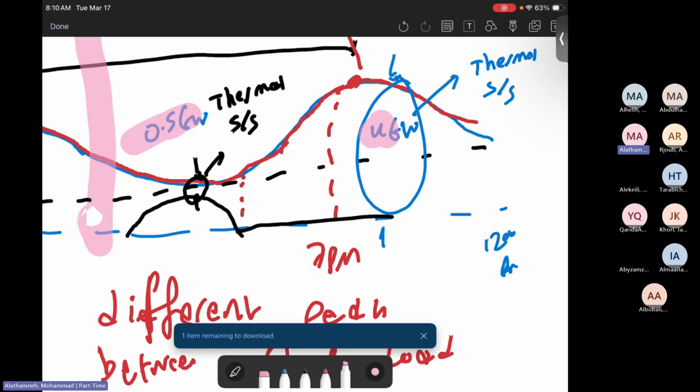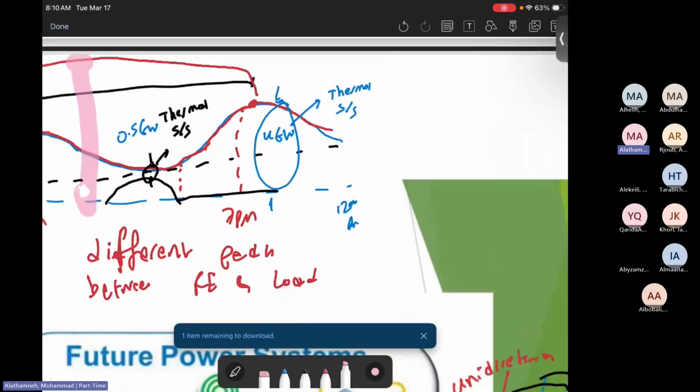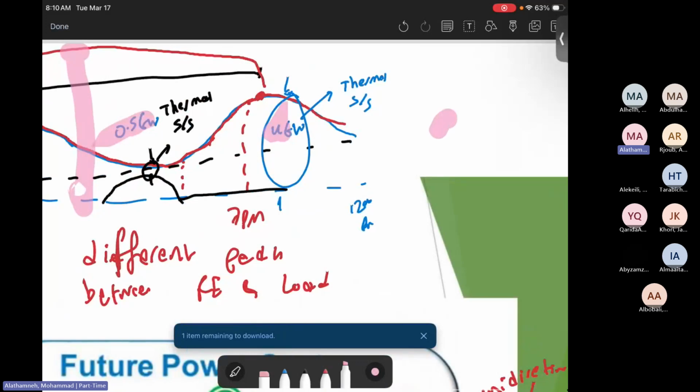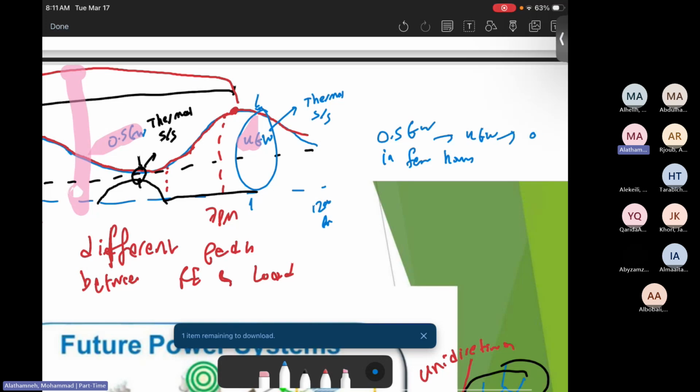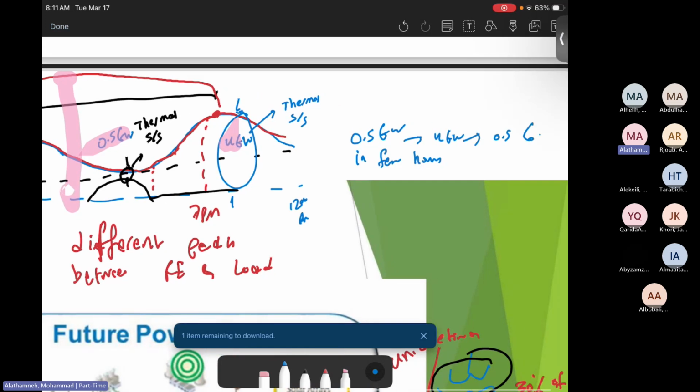Okay, there's 0.5, then there's 4 gigawatts. Can we supply 4 gigawatts? Yes. Can we supply 0.5 gigawatts? Yes. So what's the problem? The problem is increasing the generation from 0.5 gigawatts to 4 gigawatts in a few hours, and decreasing 4 gigawatts to 0.5 gigawatts in a few hours. This is almost impossible.